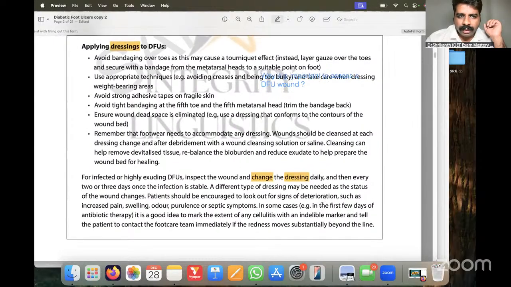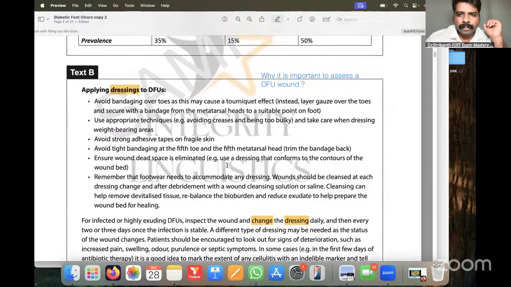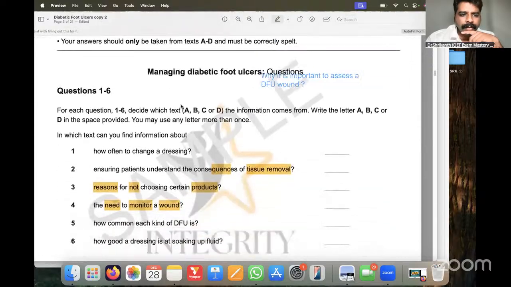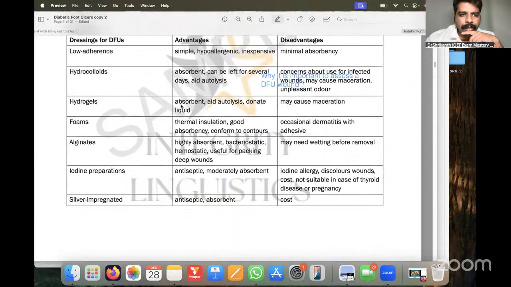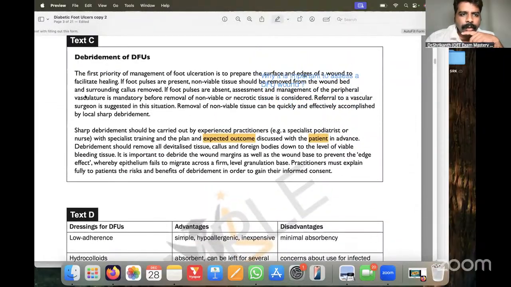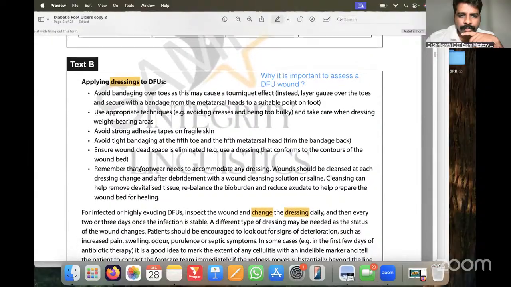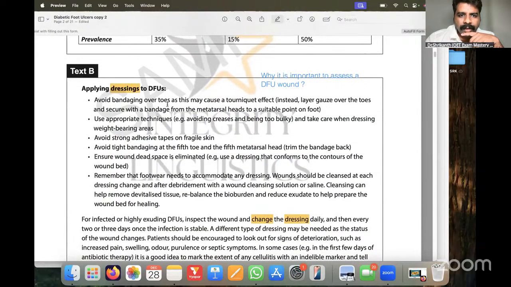All right. Now, as you can see over here, it is important to assess a diabetic foot. Is it the need to monitor a wound over here, right? Anyway, here they're talking about debridement, and here they're talking about advantages and disadvantages. So the answer over here should be B, avoid bandaging over toes. So where do you see a wound? Here I want you to scan for the wounds over here.